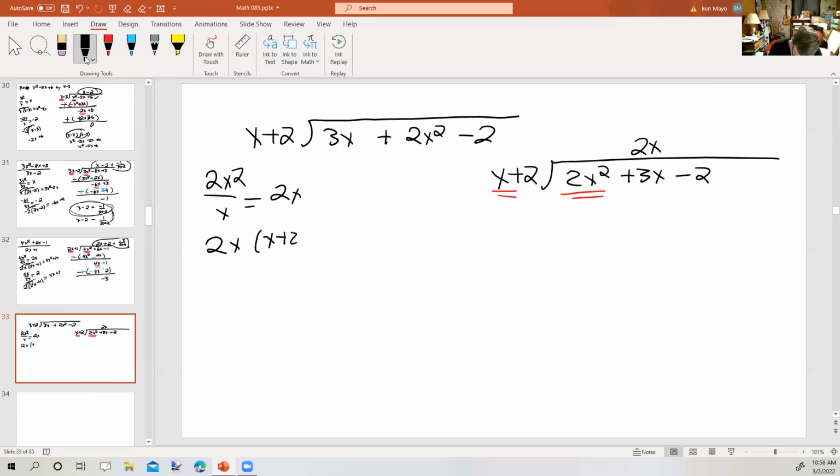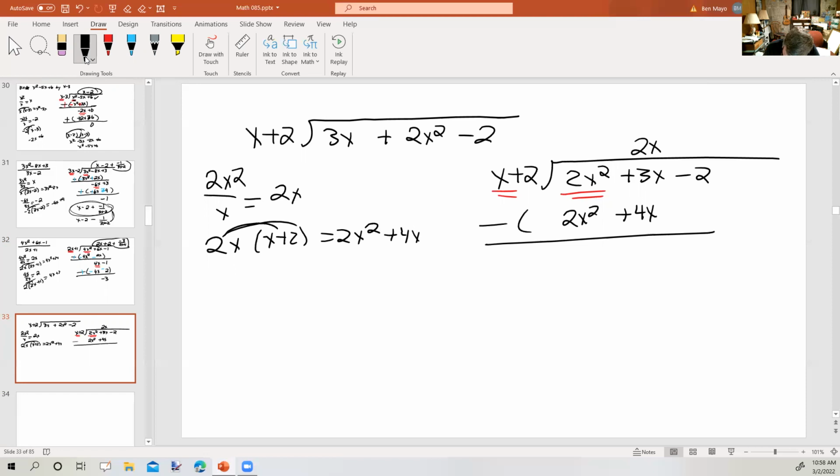2x times x plus 2 is 2x squared plus 4x. 2x squared plus 4x. Subtract that quantity from what's up above. Change it to addition of the opposite. 2x squared plus negative 2x squared is 0. 3x plus negative 4x is negative x. Bring down the next term.